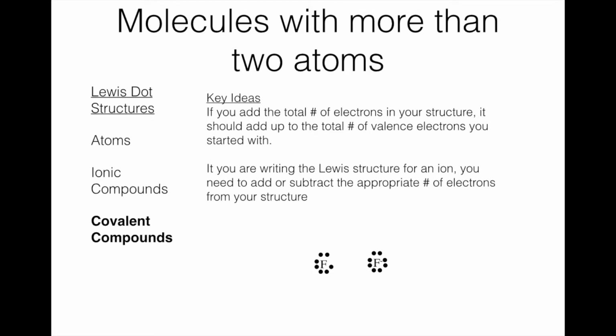If you add up the total number of valence electrons in each atom that's in the molecule, that number has to equal the total number of electrons you put into the structure. Also, if you draw the Lewis structure for an ion, you need to add or subtract the appropriate number of electrons from your structure. If you take fluorine, which has 7 valence electrons, and compare that with the fluoride ion, you'd have to add 1 electron because if it's fluorine -1, that means you have 1 extra electron.